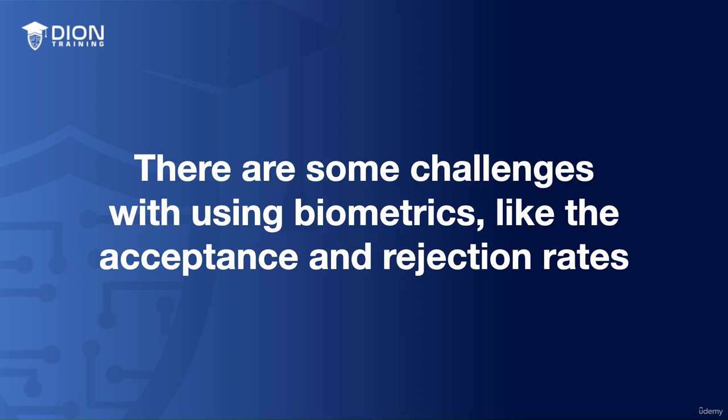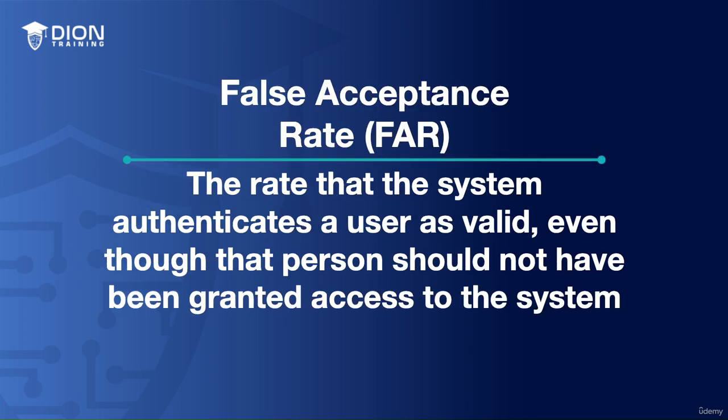Now, when it comes to biometrics, we do have a couple of challenges that we need to focus on, and namely, this comes down to the acceptance and rejection rates. Obviously, since we're using biometrics as a form of authentication, we should be worried about its false acceptance rate. The false acceptance rate, also known as the FAR, is the rate that the system authenticates a user as valid, even though that person should not have been granted access to the system.